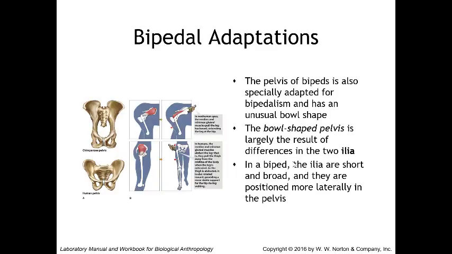I group the pelvis into the midsection. So when I break it up on the quiz, I'll ask you cranial adaptation, midsection adaptation, and then lower appendage adaptations. So the pelvis of a biped is also specially adapted for bipedalism and has an unusual bowl shape. That bowl shape is largely the result of the differences in the two ilia. In a biped, the ilia are short and broad, and they are positioned more laterally in the pelvis.